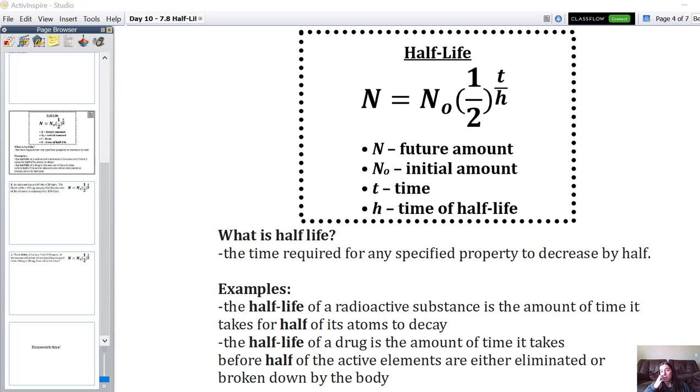You might also see it when we're talking about drugs and prescriptions. There are active elements in those drugs. They also have a certain half-life where it's going to decrease by half.